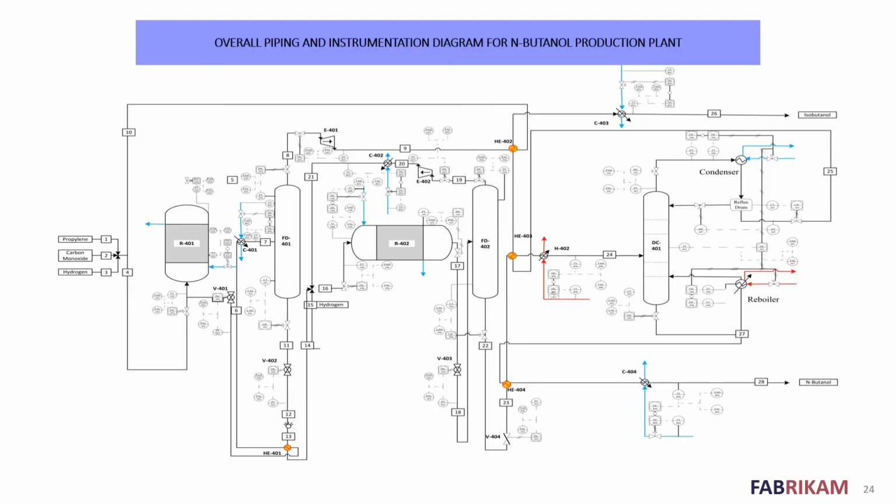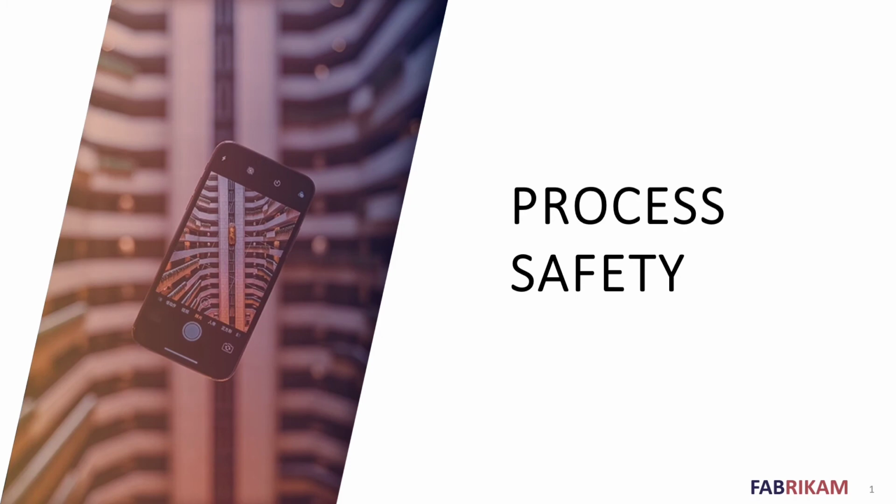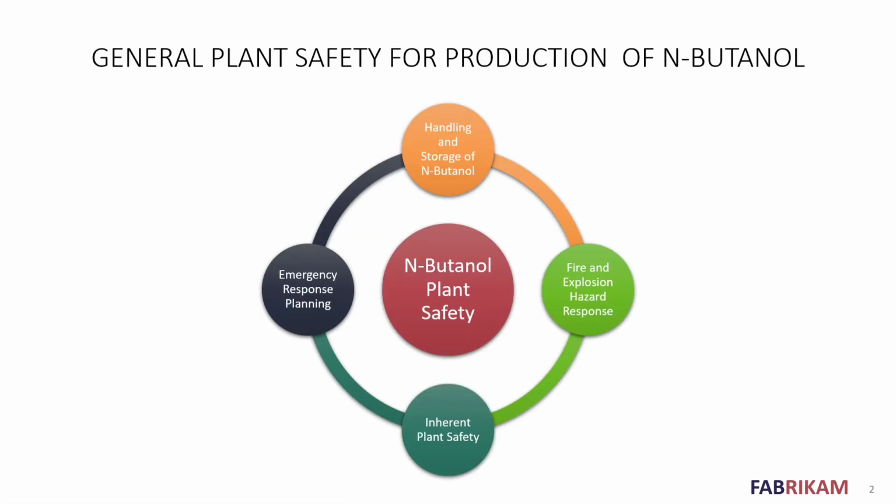This is the overall piping and instrumentation diagram for the N-Butanol production plant. Hi, I'm Maha. I'm going to present the process safety in our plant. General plant safety for production of N-Butanol. Handling and storage of N-Butanol. Fire and explosion hazard response. Inherent plant safety and emergency response planning.